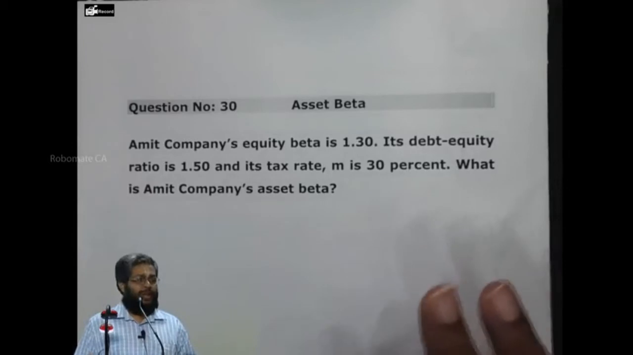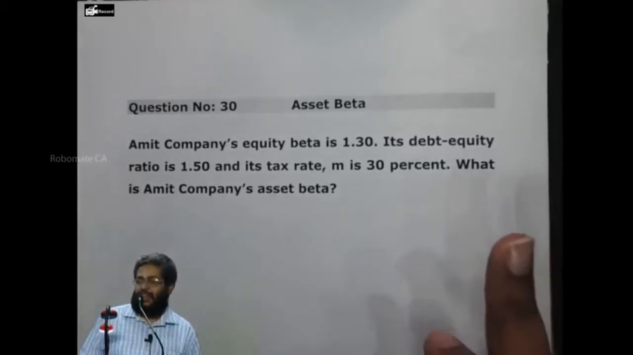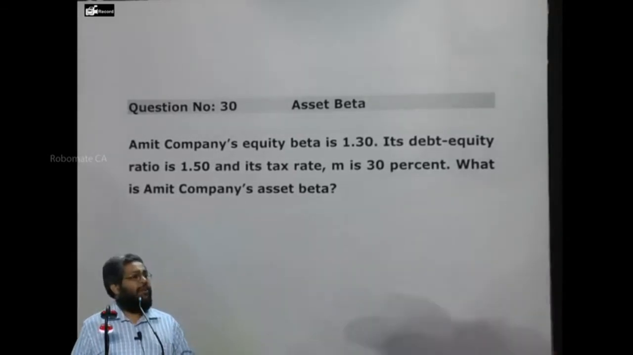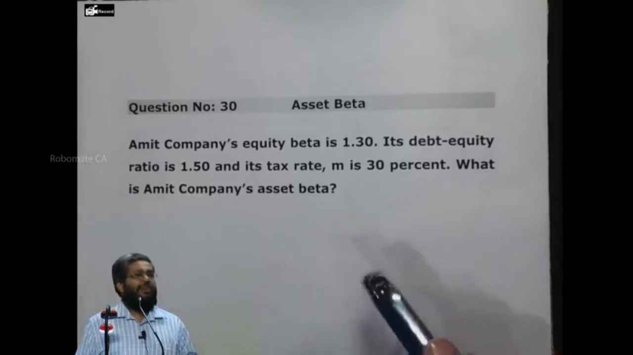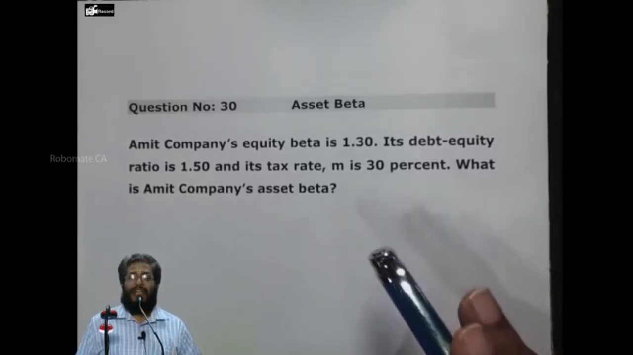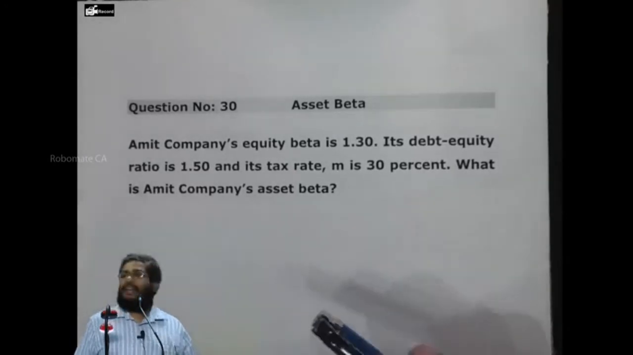If you are a shareholder in an all equity company, your beta is what? Unlevered beta. That is, your beta is only the asset beta. But if you are a shareholder in a levered company, your beta is not only the asset beta, unlevered beta, you also have a financial risk. If you add the financial risk, it becomes a levered beta. Right or not?